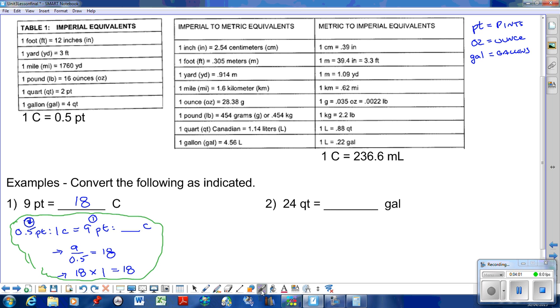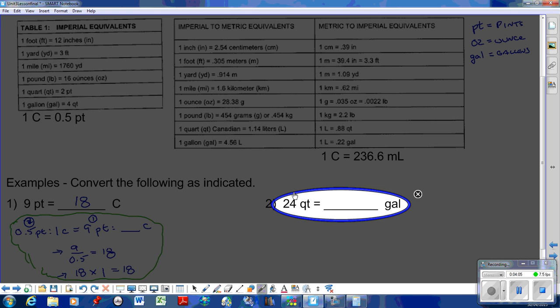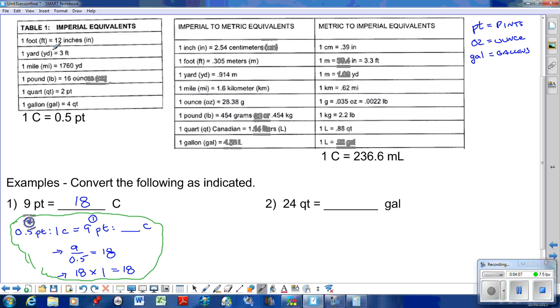So the next example that I have here, I have 24 quarts, QT, quarts, and that's going to gallons. So we're looking at the imperial equivalents. That's what we're looking at. And we're looking for QTs to gallons, quarts to gallons. And do we have one? And we do. We have it right there. So 1 gallon is 4 quarts. So I'm going to set it up the same way.